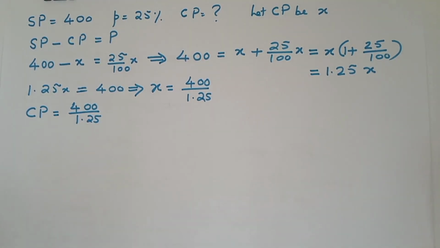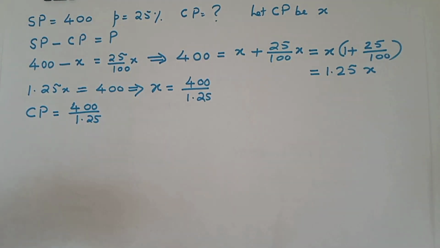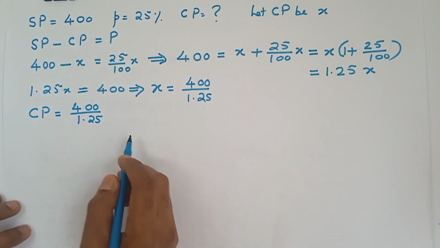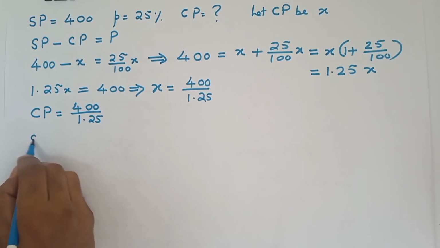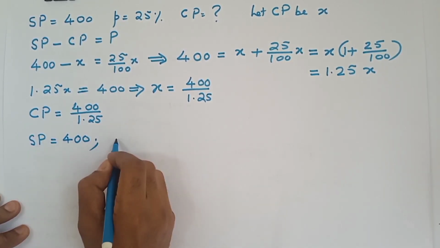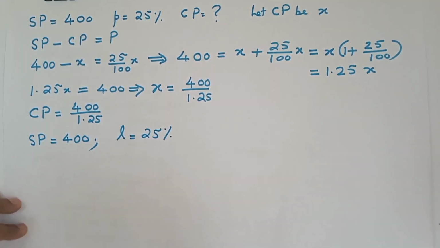So previously, to find out SP, you multiplied CP by a suitable number. Here to find out CP, you're dividing SP by a suitable number. And you know how to write that suitable number here. Now let's look at the next case where you will have loss percentage. Use the same data, SP being 400, loss percentage. Let's use the same figure.